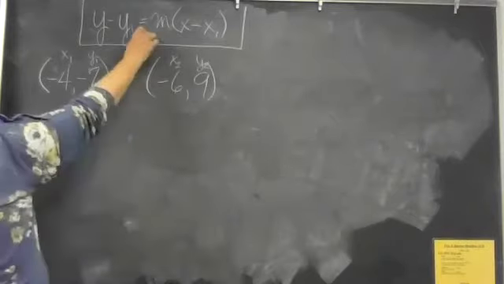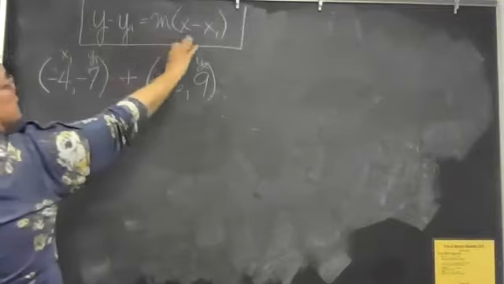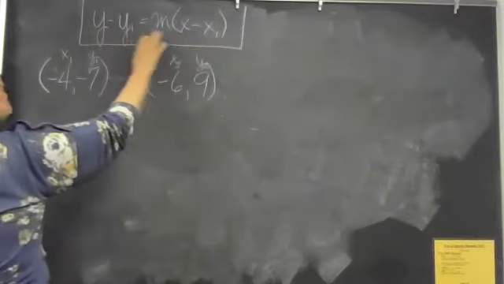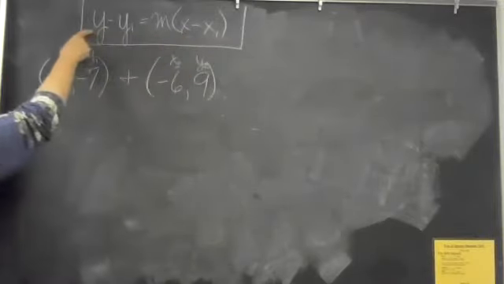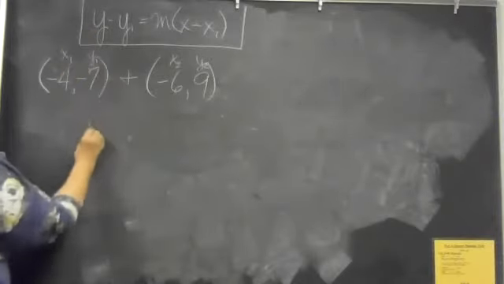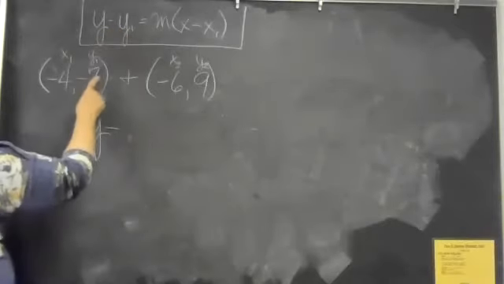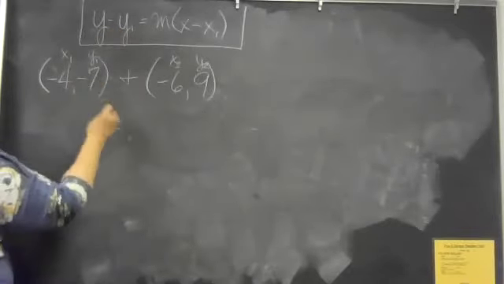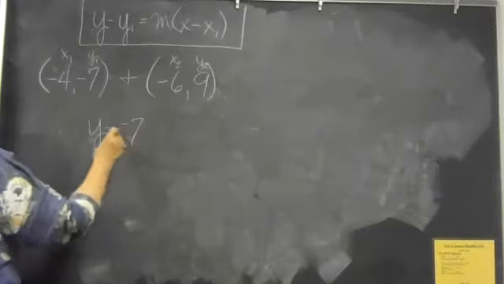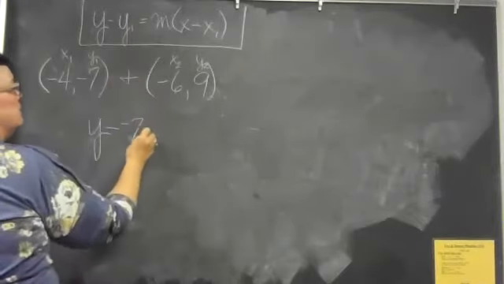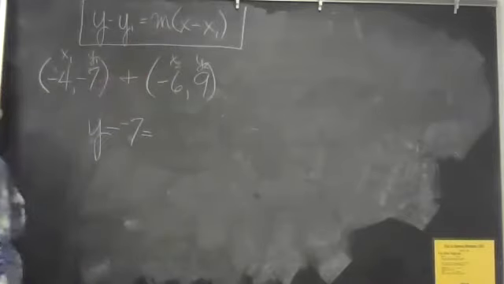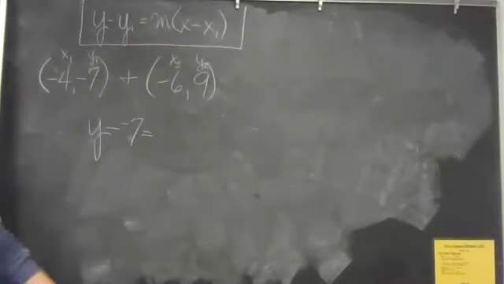Okay, so we're going to fill out everything we know and put it in this formula right here. So we said the y stays a y minus y1. Notice that it's a -7 equals... Did they give us a slope? You know, m is the slope. They didn't give us a slope.